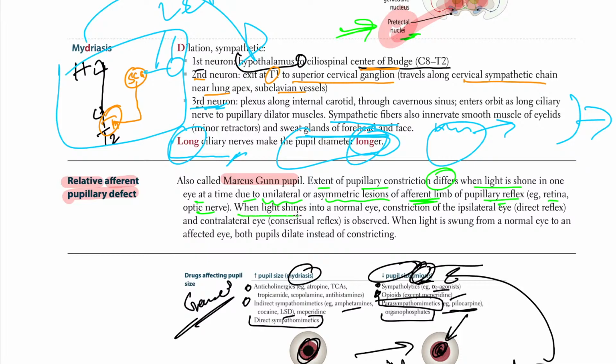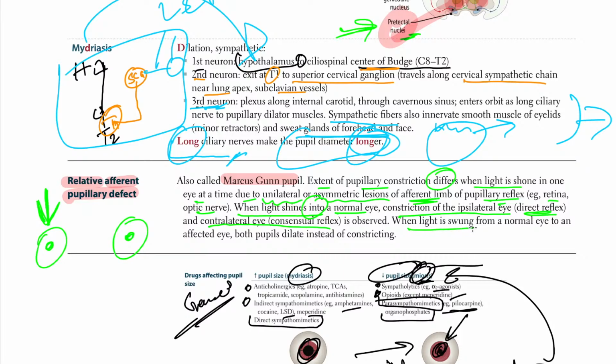When the light shines into a normal eye, there is constriction of the ipsilateral eye, the direct reflex. So let me just have the eyes here. When we shine the light here, this is the normal eye, let's say, there's constriction of the pupil here. Simple, right? It is known as the direct reflex. And the contralateral eye also constricts, which is the consensual reflex.